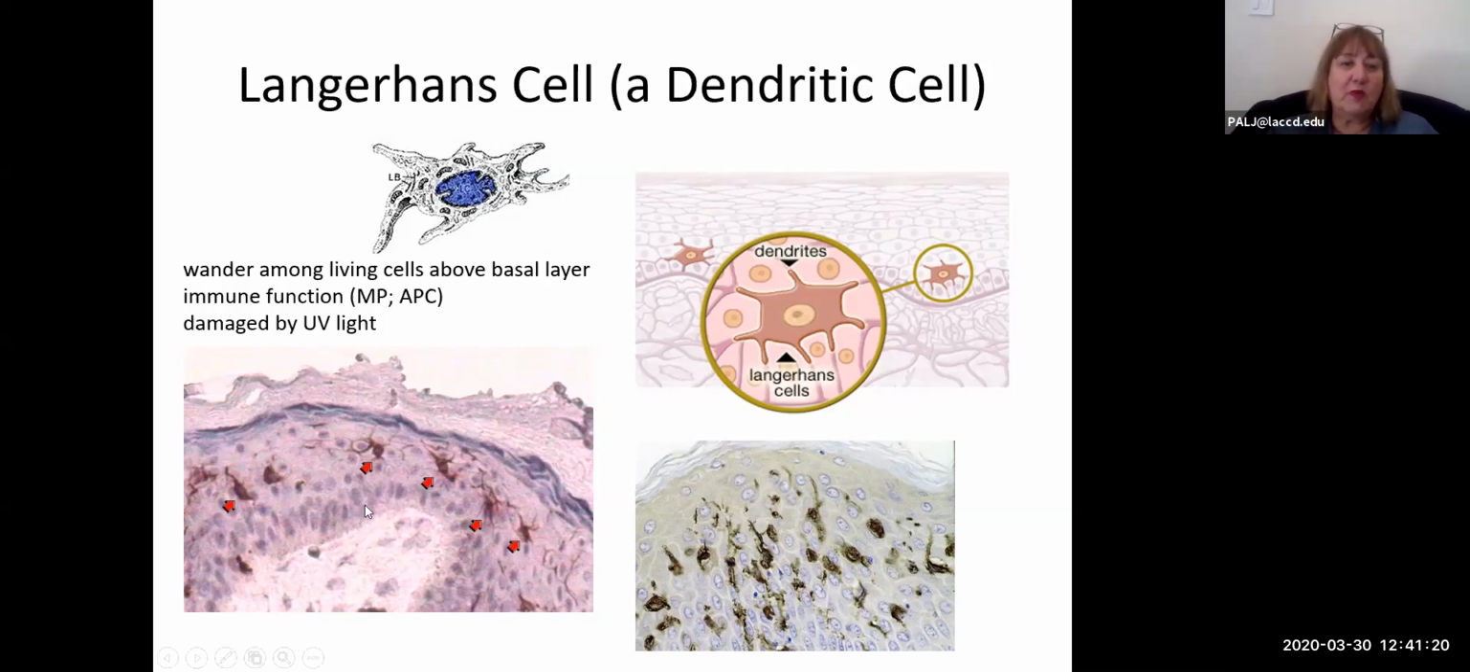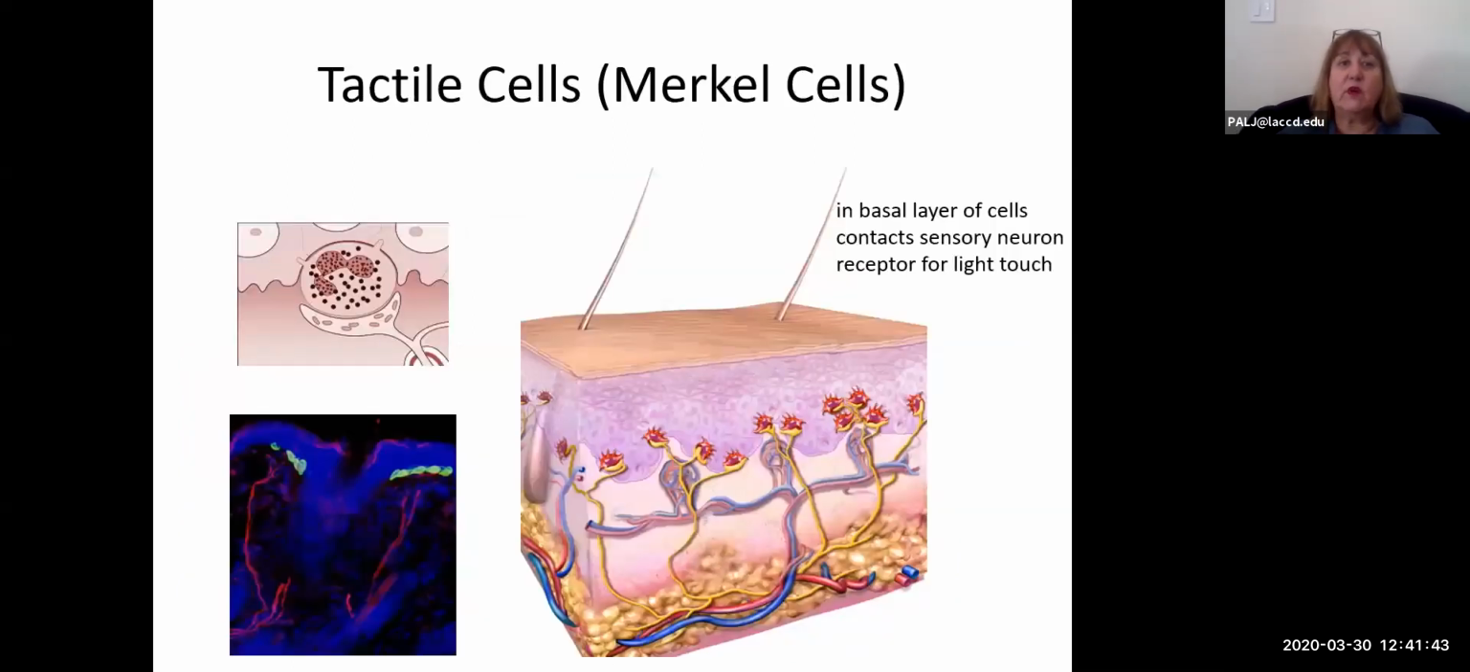These bottom two pictures are special stains so that you can see the Langerhans cells. On the left, I have red arrows next to every one, and on the right, they're just black, which are very obvious to see. If you notice the concentration is not the same, it's because the concentration does vary in different areas of your body. Now, the fourth and final cell is what's called a Merkel cell.